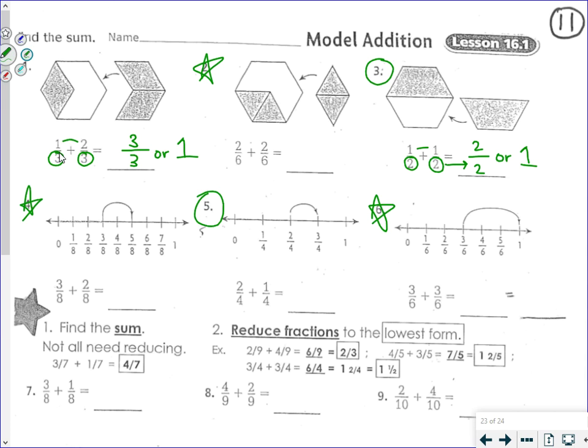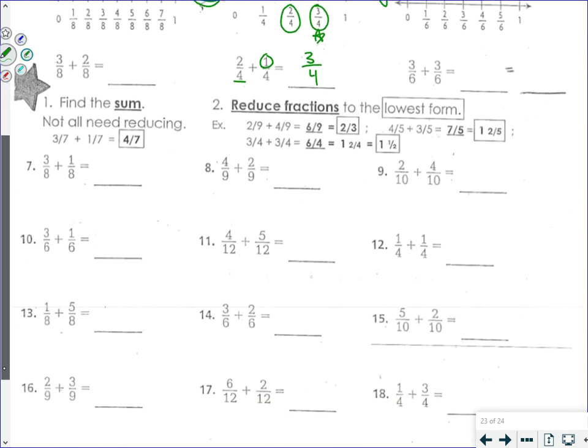Try number 5 by yourself. We have a number line here, so we start with 2/4. We go up 1/4 and land at 3/4. So pretty easy. Okay, let's move on here.